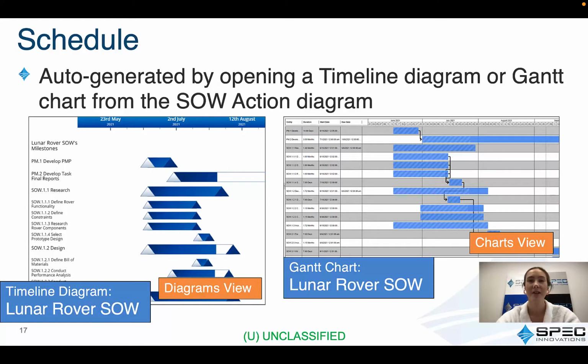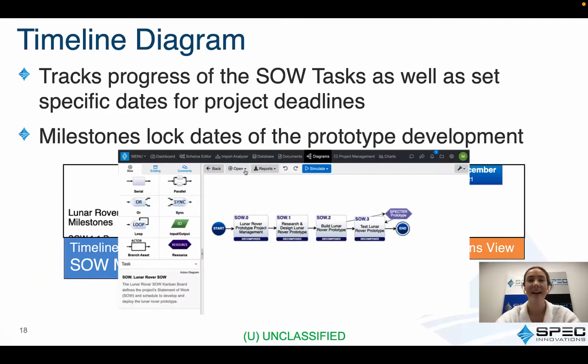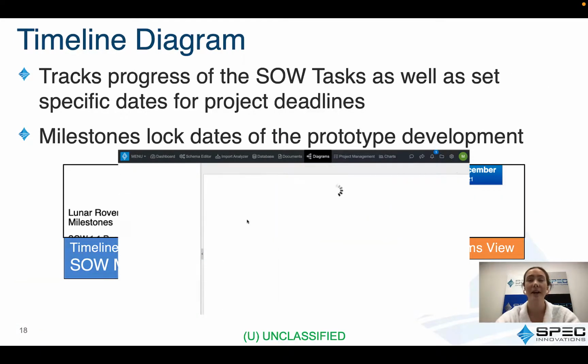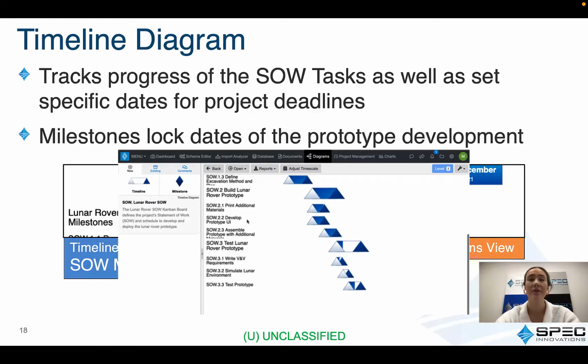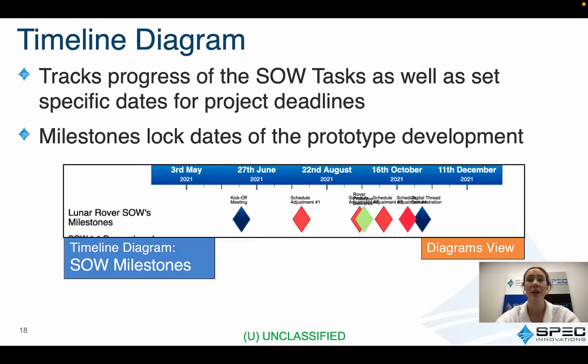From the SOW action diagram, a schedule was automatically generated by opening a timeline diagram or Gantt chart. The 2 diagrams offer different features which benefit a wide variety of work. After the timeline diagram was opened from the SOW action diagram, it was used throughout the Lunar Rover project to track the progress of the SOW tasks and subtasks, as well as to watch upcoming dates for project deadlines. Milestones were also added to the diagram to record the development progress of the Lunar Rover prototype.